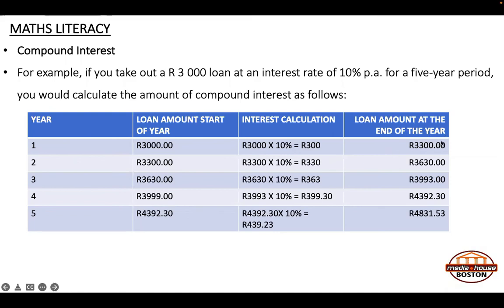So that's the loan amount at the end of the year. It's adding the interest for the first year. Then we get to the second year and we take that amount, 3,300, and we multiply it by the interest rate as well, 10%, and we get 330. And then we add those two together, it's going to give us 3,630. So we continuously work in this way until the loan is paid off.